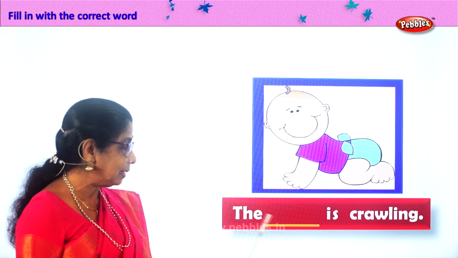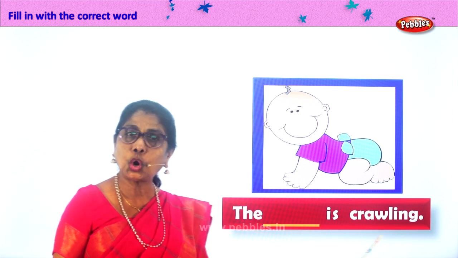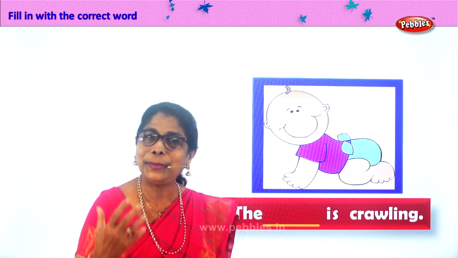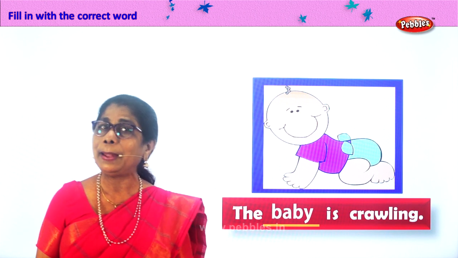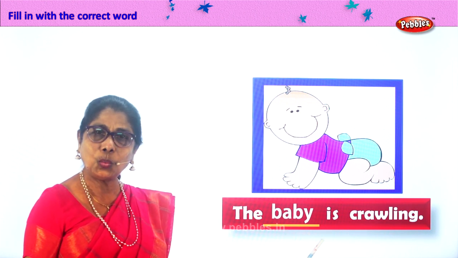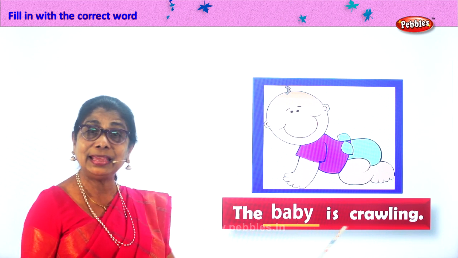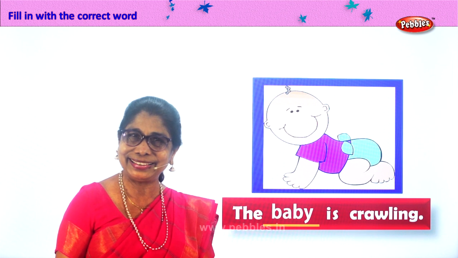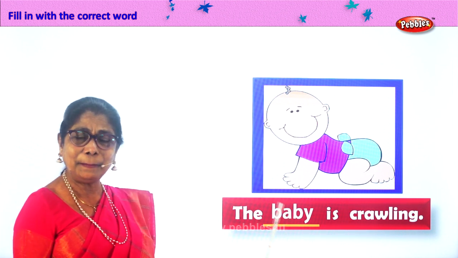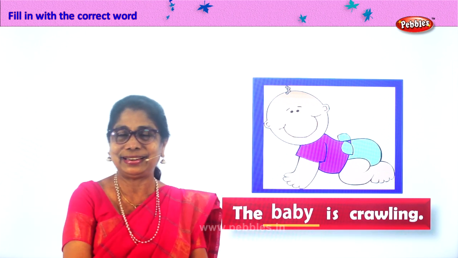Let's look at the sentence. The dash is crawling. Who is crawling? The baby. Spell baby. B-A-B-Y. Baby. The baby is crawling. Are you happy? We put in the correct word. The baby is crawling. Good.